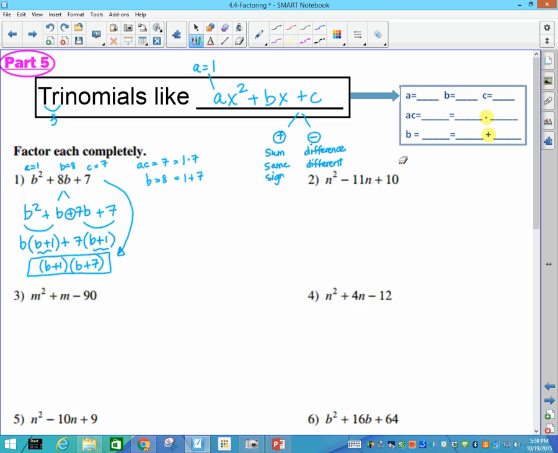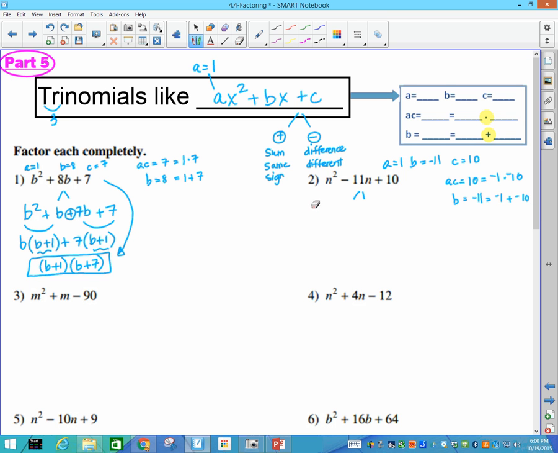Look at this one. Okay, A is 1 again, B is negative 11, and C is positive 10. So again, my signs will be the same at the end. Okay, A times C, 10 times 1, and then B is negative 11. So what two numbers? Well, of course it's 1 times 10, but this time it's got to be negative 1 plus negative 10, or minus 1 and minus 10. So these two are both negative also.